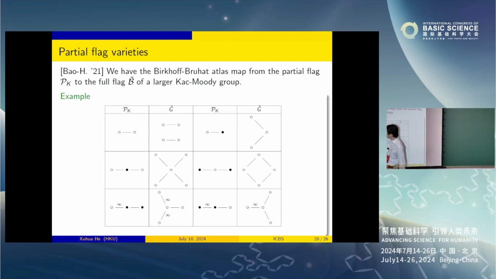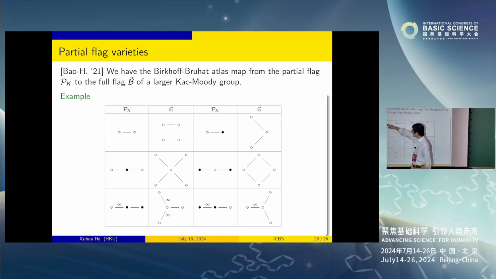So for any partial flag, so for the full flag, I do not use the black vertices. So for the full flag, the G tilde, we actually do this just as a product. And the P_K, the K is a subset of the simple roots associated with the parabolic. I put this as the black vertices. So you can see if you have the black vertices, then the G tilde changes.